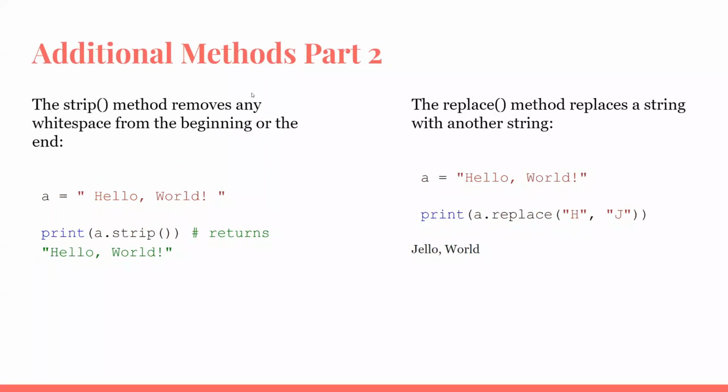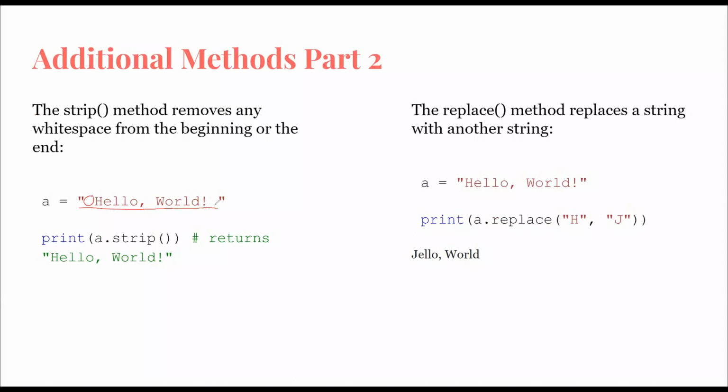The strip method basically removes any white spaces from the beginning and the end. So if you have hello world here, notice how there's a space at the beginning and the end. If you do a dot strip, you would remove these white spaces, and there are no more white spaces. And the replace method replaces a string with another string. The replace function will iterate through the entire string, find where there are h's, and replace all h's with j's. That's why it becomes jello world.